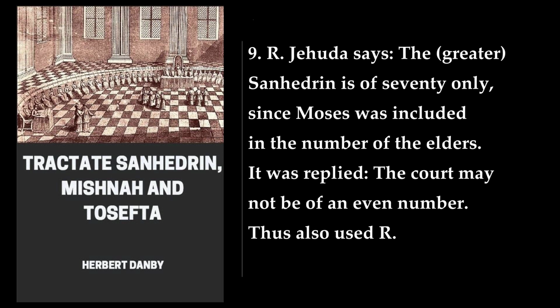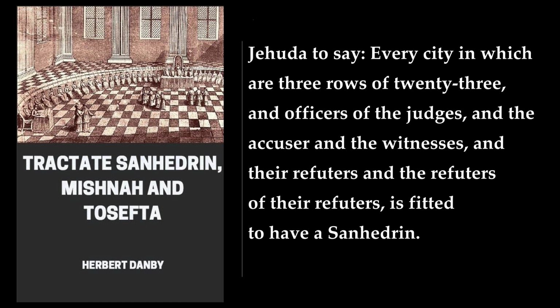9. Jehudah says, the greater Sanhedrin is of 70 only, since Moses was included in the number of the elders. It was replied, the court may not be of an even number. Thus also used Jehudah to say, every city in which are 3 rows of 23, and officers of the judges, and the accuser and the witnesses, and their refuters and the refuters of their refuters, is fitted to have a Sanhedrin.